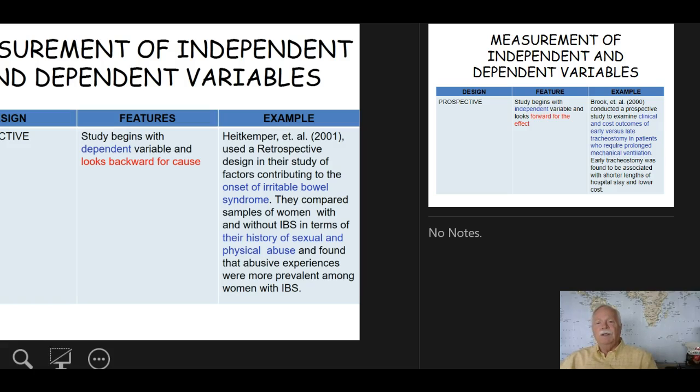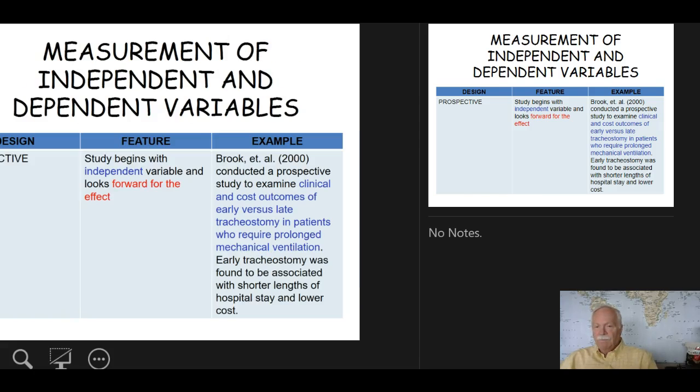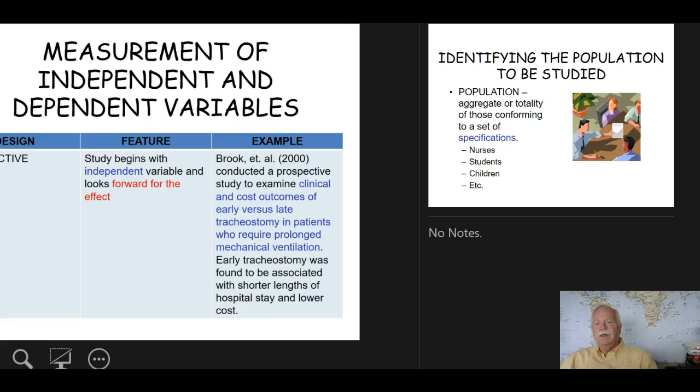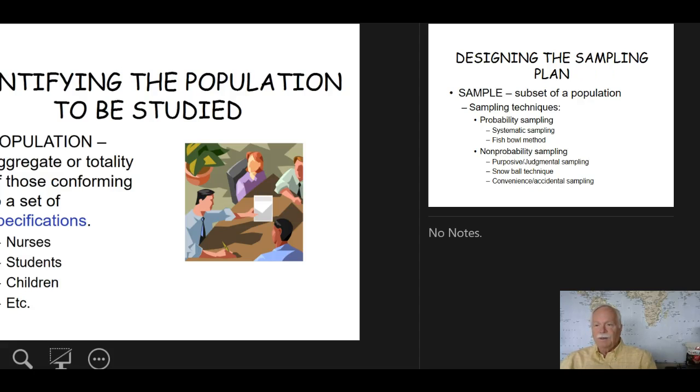Retrospectively, the study begins with the dependent variable and it looks backwards for cause. While a prospective study begins with the independent variable and looks forward to the effect. And there's a couple examples there provided for you to look at.